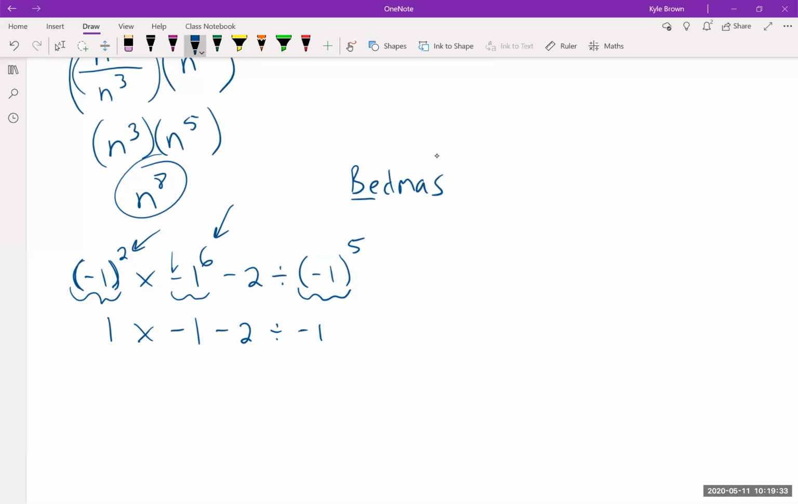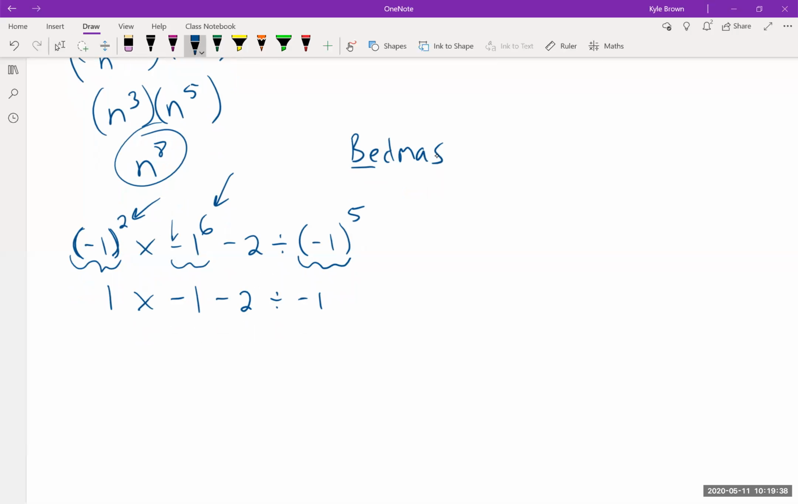Now we've got that. We got rid of all the exponents. Now we just have to make sure we do this in the right order. So it's division and multiplication. I'm going to do the multiplication part first, because that's 1 times -1 is what's really going on there. And if you wanted to, you could even put brackets there just to make sure we're doing this right. So that's 1 times -1. And then this next part is minus, and then it's 2 divided by -1.